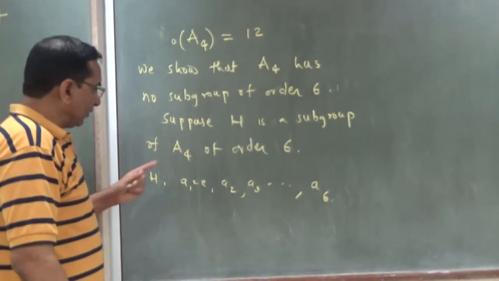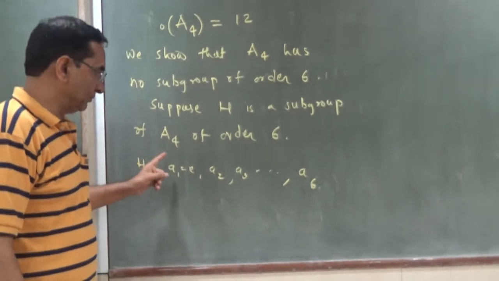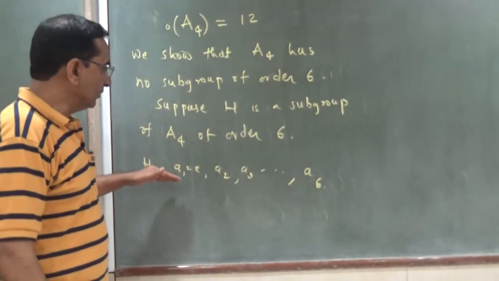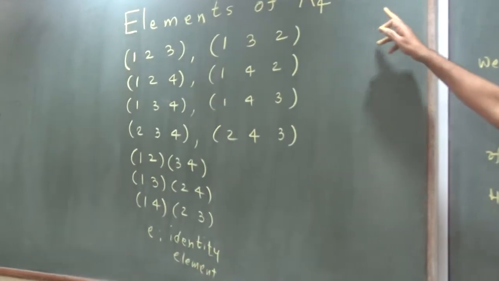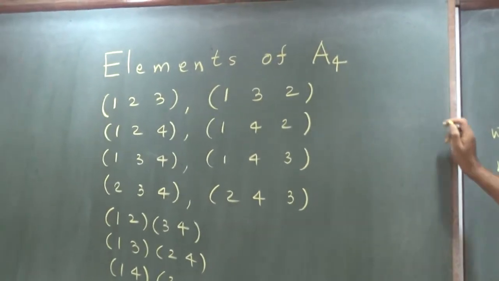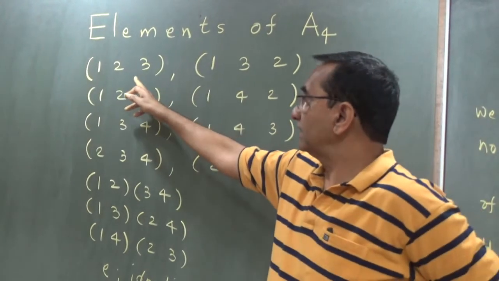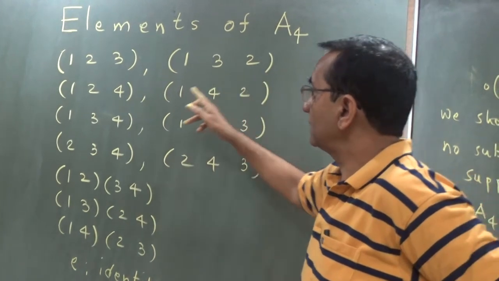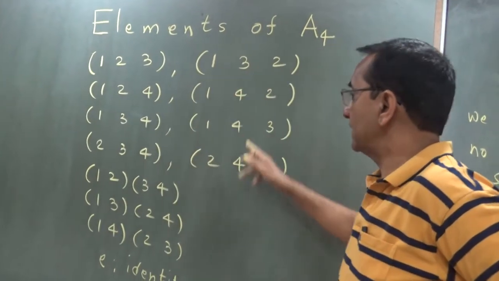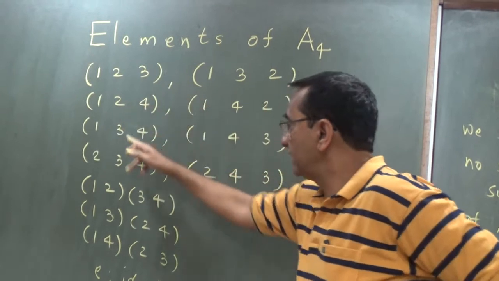Now let us look at all elements of A4 first of all. Before going further, let us look at all elements of A4. So these are all elements of A4. So this is a 3 cycle and its inverse. There are such 4 3 cycles and their inverses, so there are in all 8 3 cycles.